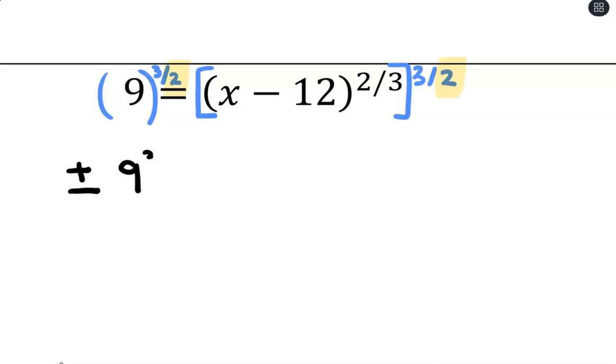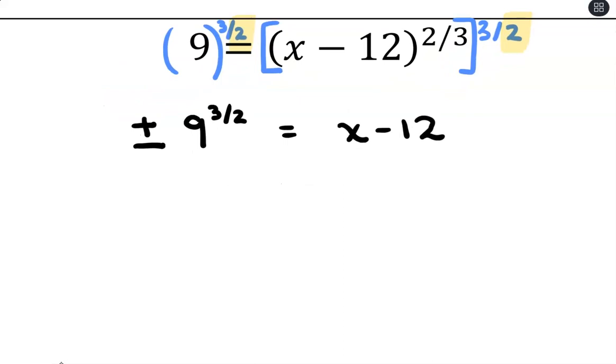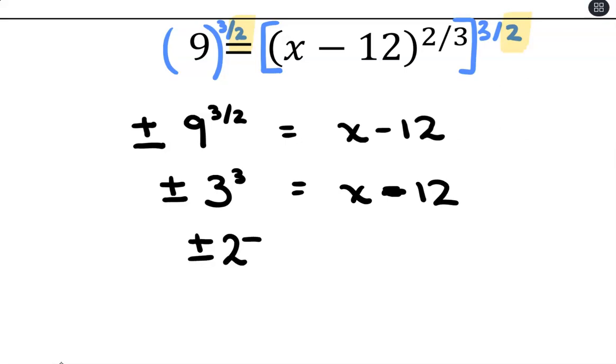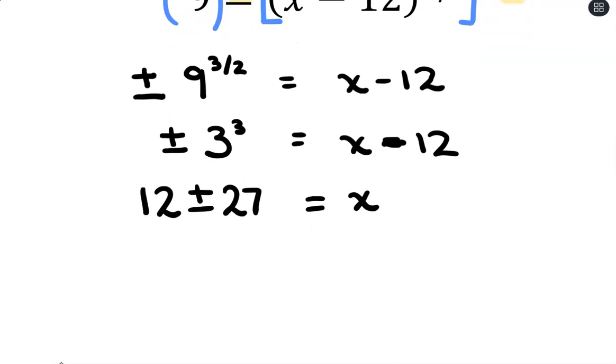And then that's 9 to the 3/2 equals x minus 12, with everything canceling out over there. Okay, so the square root of 9 is 3. So this is plus or minus 3 cubed equals x minus 12. So this is plus or minus 27 equals x. I'm going to go ahead and add 12 to both sides. So this is 12 plus or minus 27.